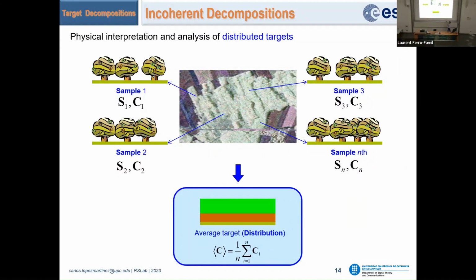Therefore, we analyze the average. Remember, the covariance matrix describes the distribution. We do not describe each individual pixel because the probability of a single pixel is 0. We describe the distribution. We describe the mean value of everything. So in the case of the forest, we describe a kind of average forest.